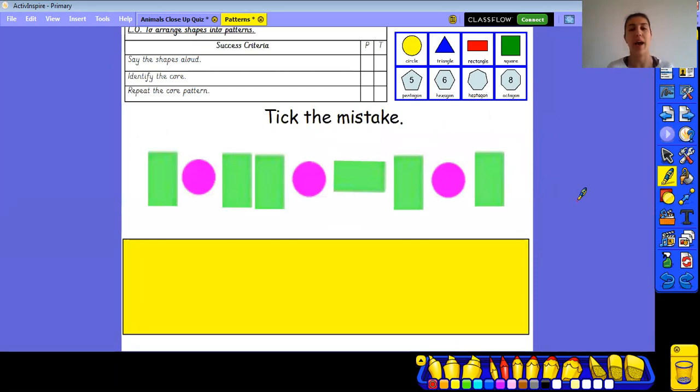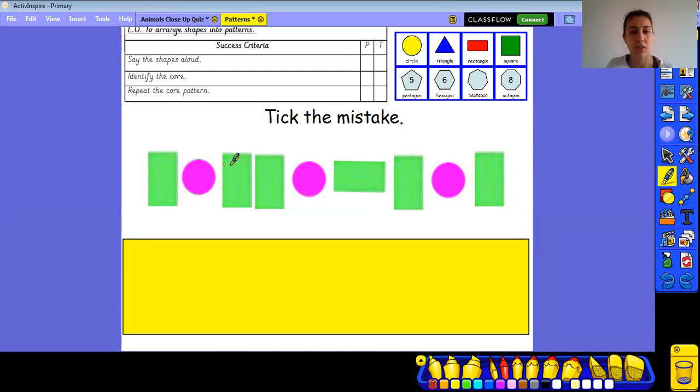Oh, now we've got to work out a mistake that has been made. Let's have a look. We're going to say the shapes out loud. Rectangle, circle, rectangle, circle, rectangle, circle, rectangle, circle, rectangle. I can see rectangles and circles. If I group my rectangle and my circle together, I would see rectangle, circle. Let's see if that gets repeated. Rectangle, circle. That's not right. Because it hasn't repeated itself, I know that I've identified my core wrong.